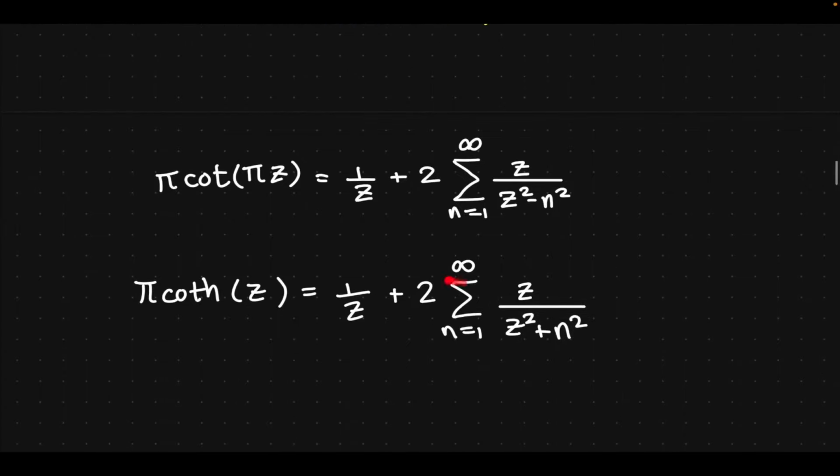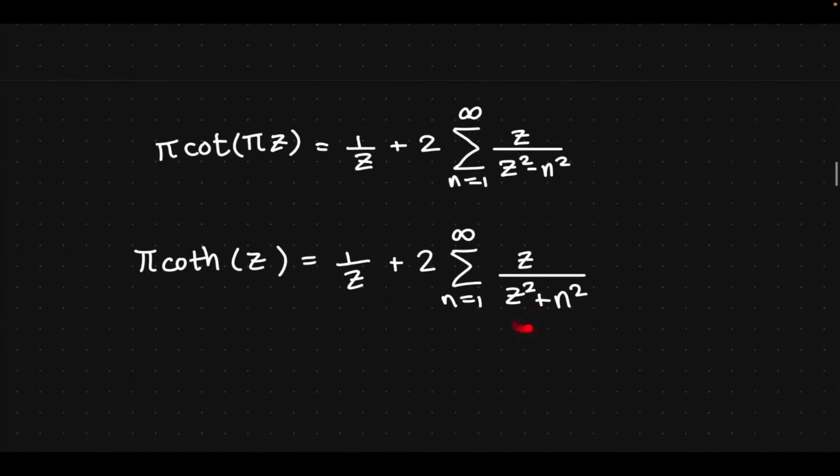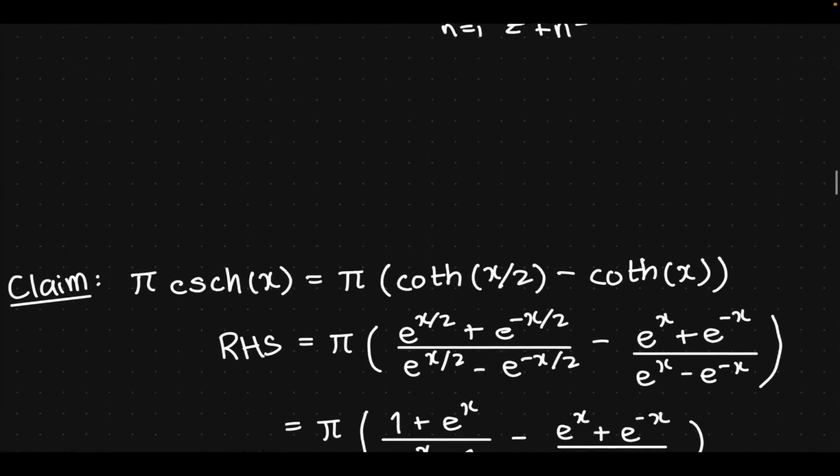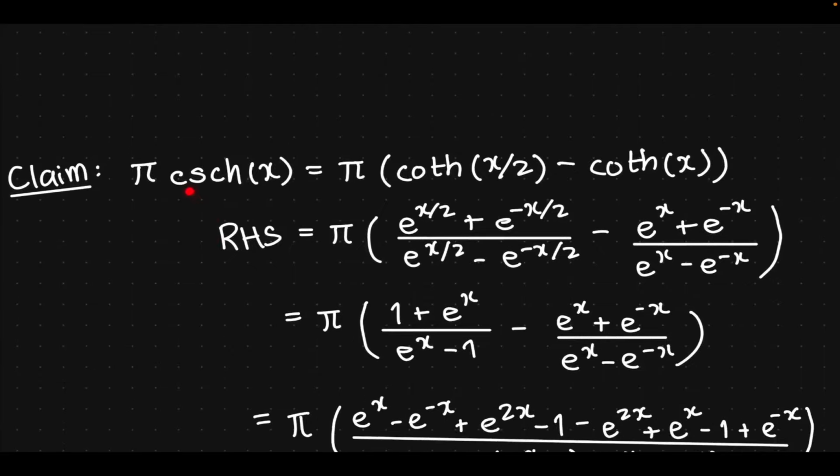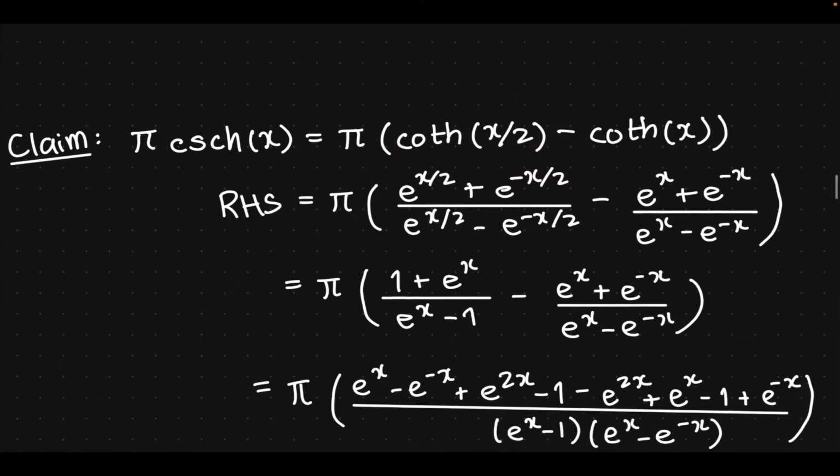Since we have hyperbolic functions, we can convert this using the appropriate conversion from the circular functions to the hyperbolic functions. We get pi times coth of z equals 1 over z plus 2 times the sum from n equals 1 to infinity of z over z squared plus n squared. And the denominator should look similar. Now we claim that pi times hyperbolic cosecant of x, which is basically what we want to solve for, equals pi times coth of x over 2 minus coth of x.